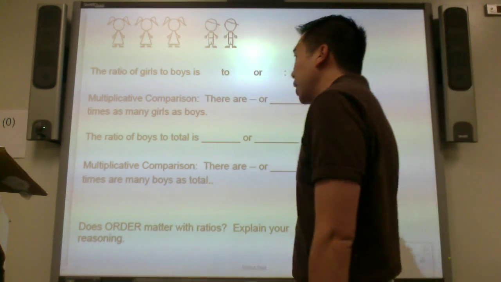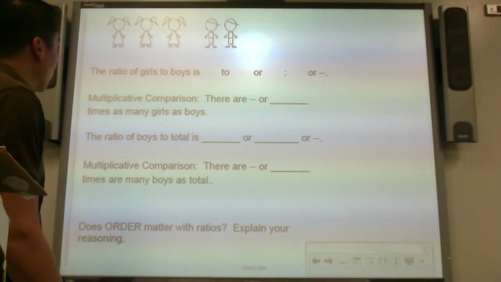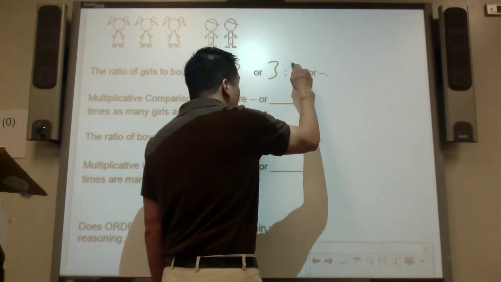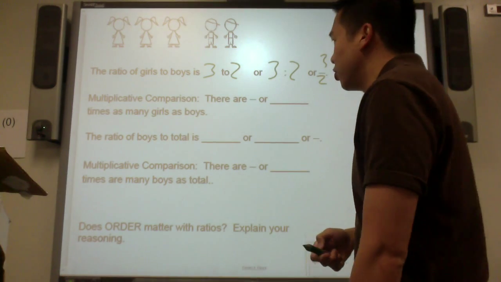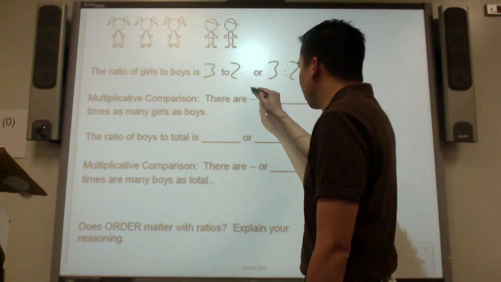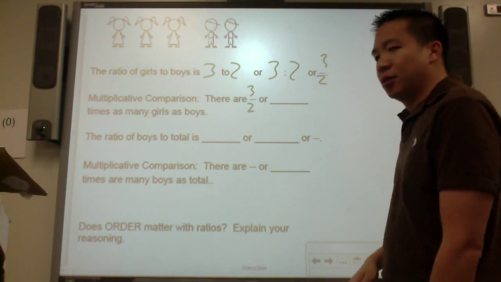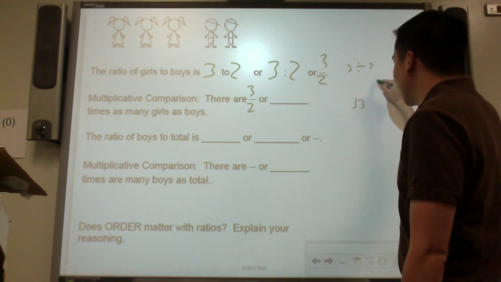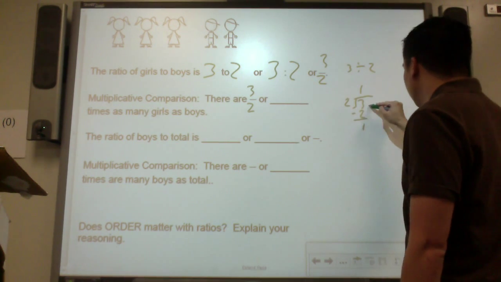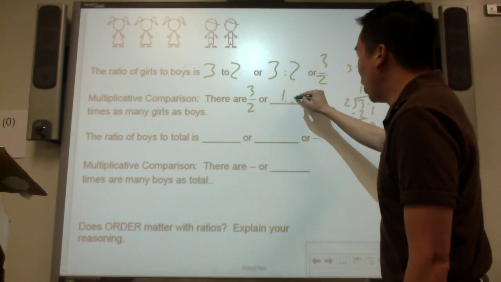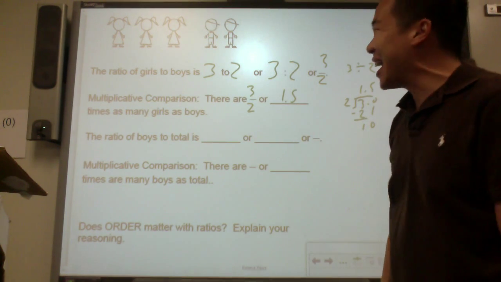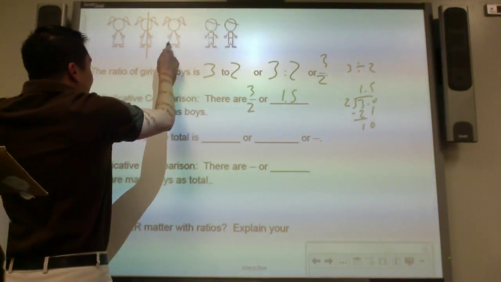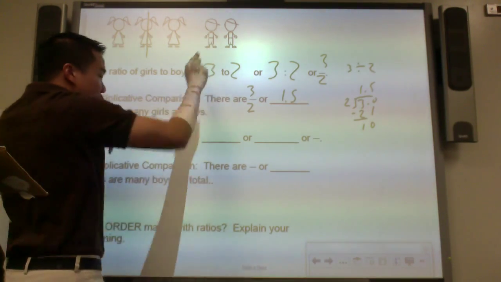So let's try another example. The number of girls to boys is what? Girls to boys. Compare the two values. There are 3 girls to 2 boys. 3:2 and 3 halves. So multiplicative comparison. There are 3 halves, or what is another way to write this as a decimal? This is rewritten as 3 divided by 2. There are 1.5 times as many girls as boys. Let's see if that's true. Here's a boy. If I take 1.5 girls, there's 1.5 girls to every boy.